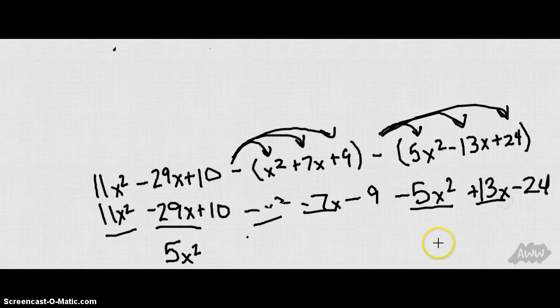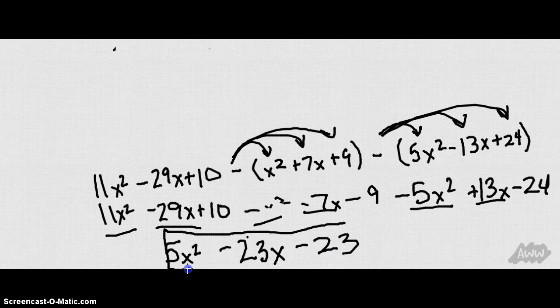But then we're going to have a plus 13, which is going to give me negative 23x. And then 10 and negative 24 is going to give me negative 14. So the mystery side ends up being this polynomial here, which is in descending order, 5x squared minus 23x minus 14. And that's going to conclude our lesson on adding and subtracting polynomials.